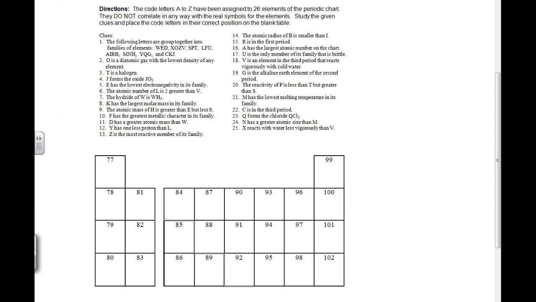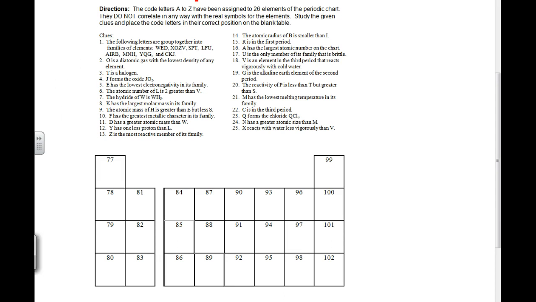It says the code letters A to Z have been assigned to the 26 elements on the periodic table. They do not correlate in any way with the real symbols for the elements. Study the given clues and place the code letters in their correct position in the blank table. All right, so what we're saying is we have these letters. They're going to fit into the periodic table in a certain place based on their properties. And those clues will give us properties.